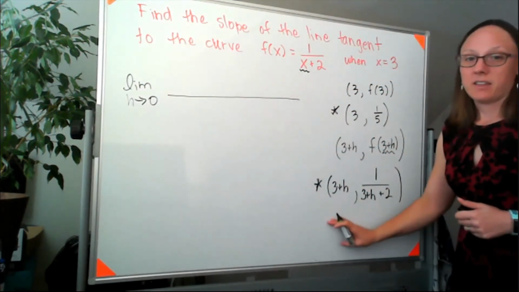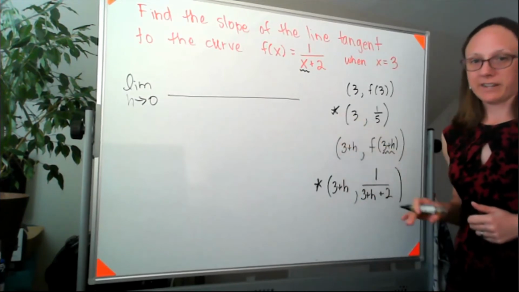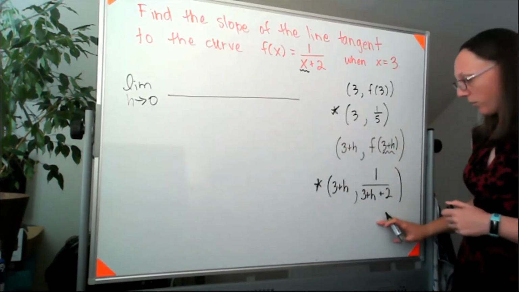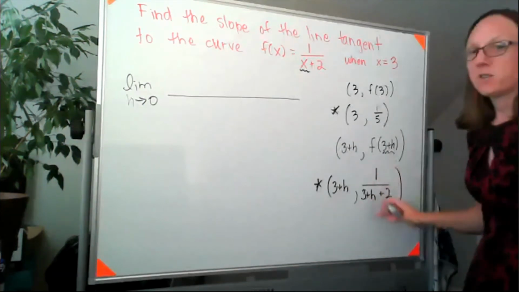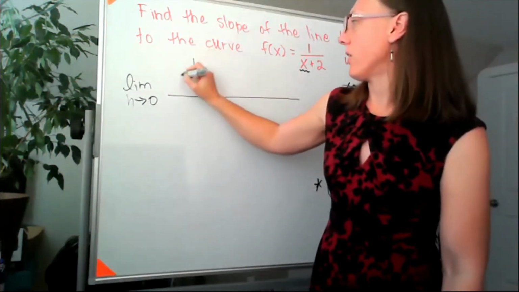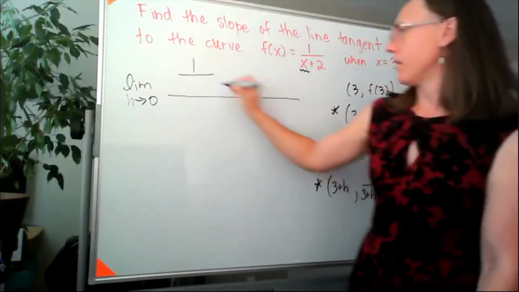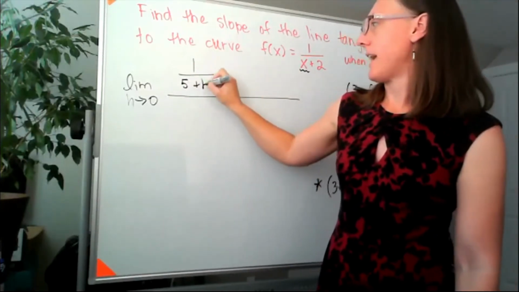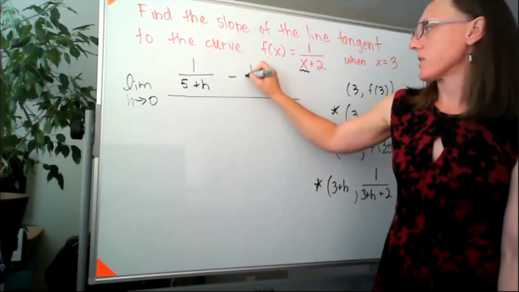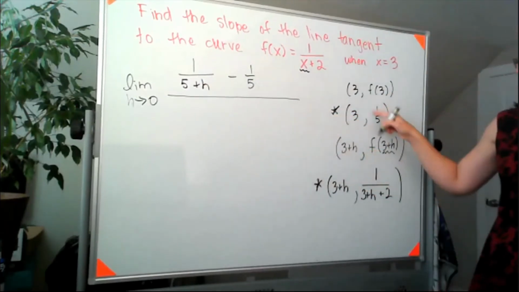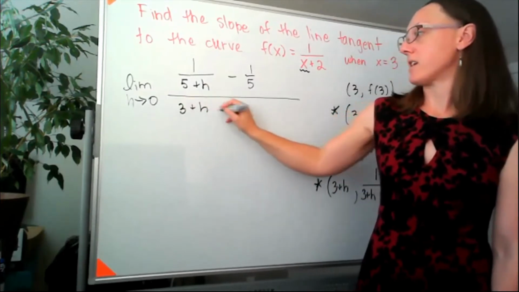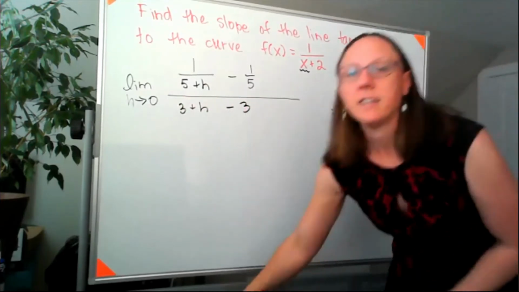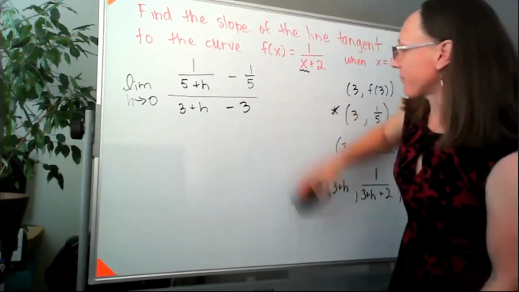So I'm going to take that ugly point minus the nice point. And this ugly point, I could clean up because 3 plus 2 is actually 5. So I would have 1 over 5 plus h minus 1 over 5 from here. And then in the denominator, I'd have 3 plus h minus 3. I didn't need that line to be quite so long.